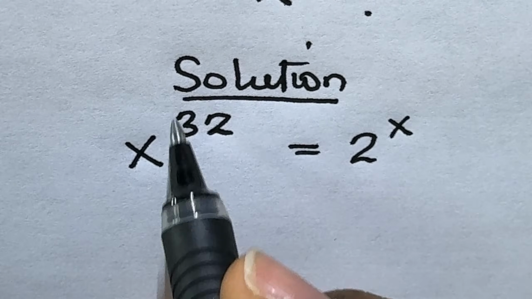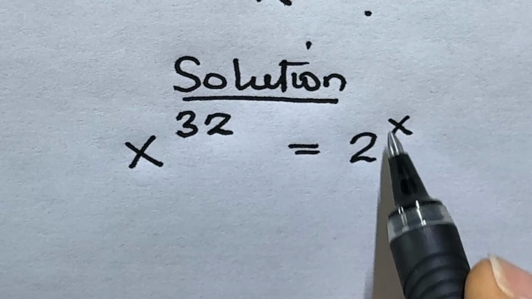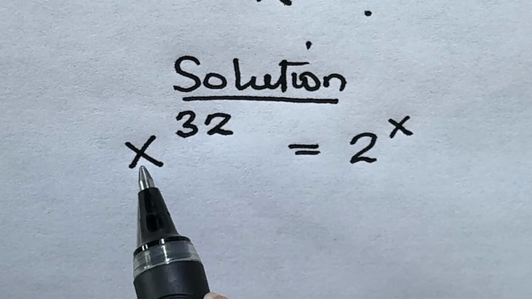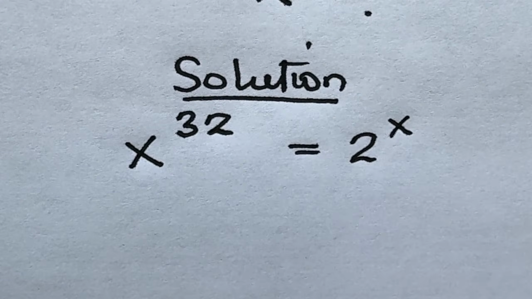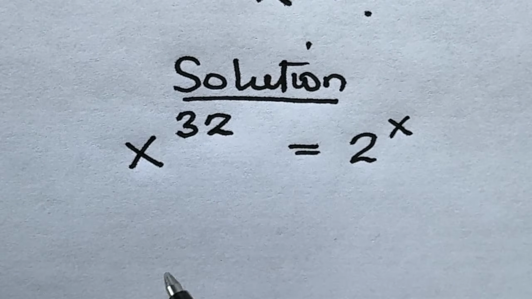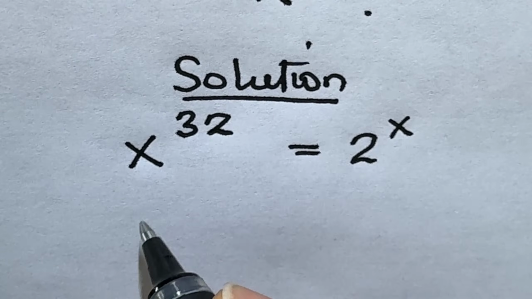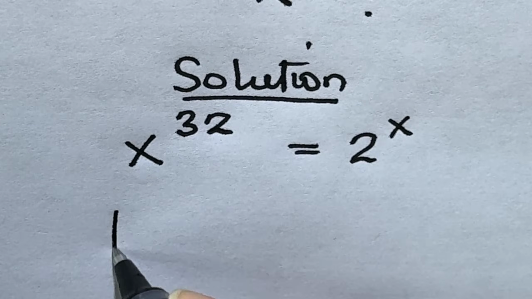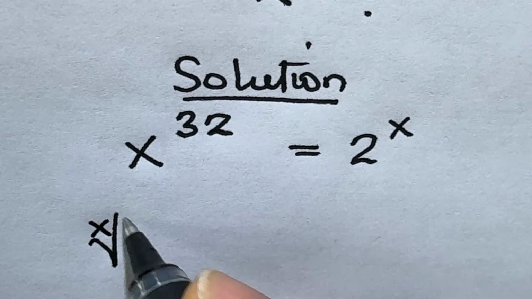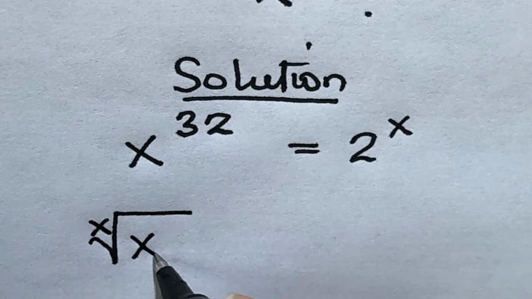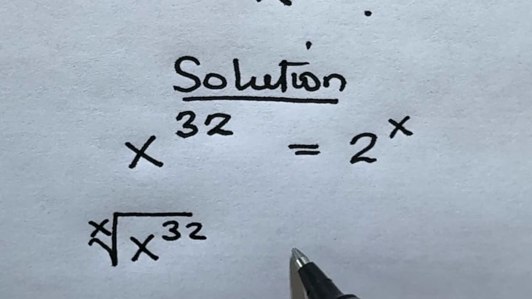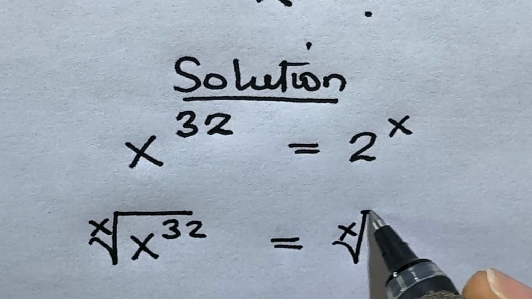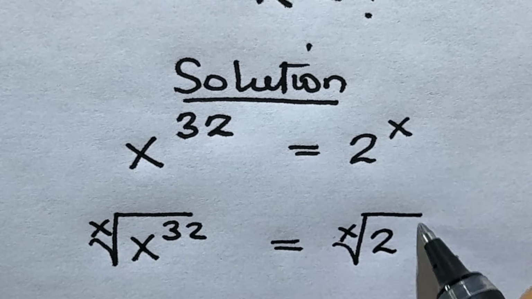Now we need to find a way to switch these powers such that all of the unknown variables are on the left while this value is on the right. What I'm going to do is to take the x root of both sides, which is the same thing as saying x root of x raised to power 32 is equal to the x root of 2 raised to power x.